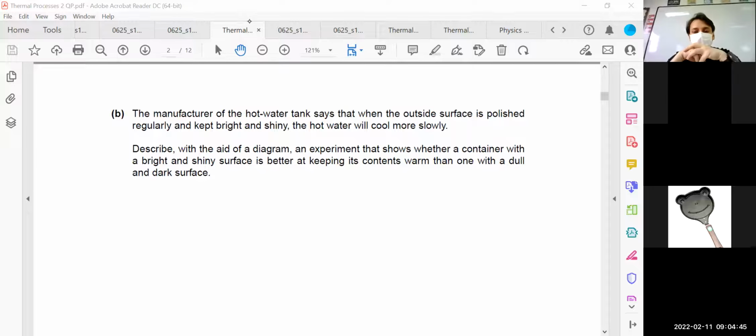Oh wait, I guess I'm wrong. I guess the paint is an insulator, so that it won't actually let the temperature escape, so the hot water cools less. Sneha?